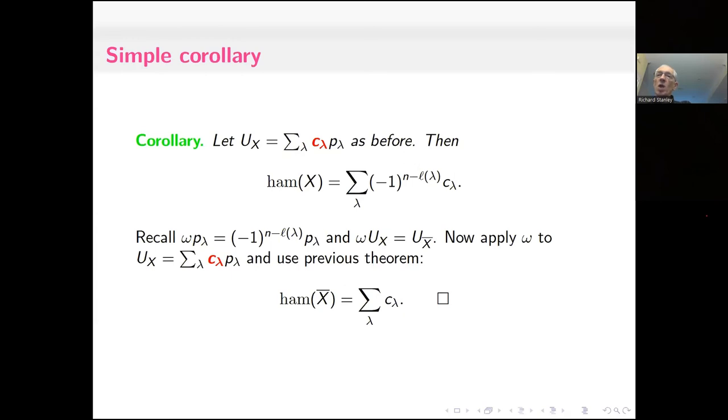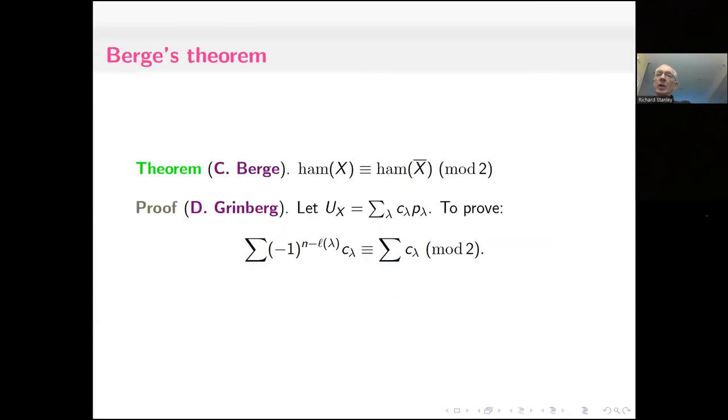Okay. What can we do with this? Well, Claude Berge has a theorem that for any digraph X on 1 up to n, the number of Hamiltonian paths in X is congruent to the number in X bar mod 2. So Berge used a kind of inclusion-exclusion type argument. It falls immediately out of the theory that I've just developed, as observed by Dari.